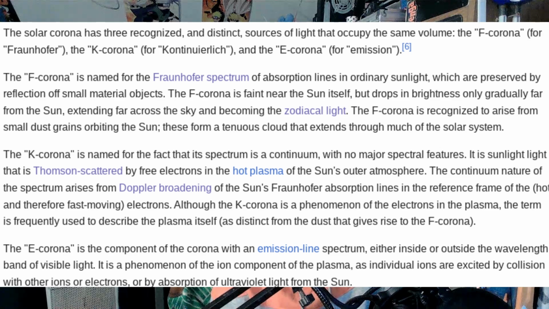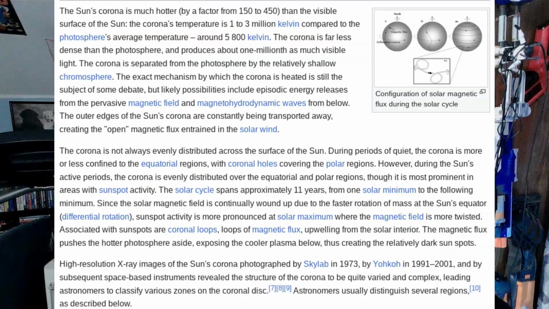The sun's corona is much hotter by a factor from 150 to 450 than the visible surface of the sun. However, it produces about 1/1,000,000th of the visible light. The exact mechanism by which the corona is heated is still some subject of debate, but it likely includes episodic energy releases from the pervasive magnetic field and magnetohydrodynamic waves from below. The outer edges of the sun's corona are constantly being transported away, creating the open magnetic flux that is entrained in the solar wind.